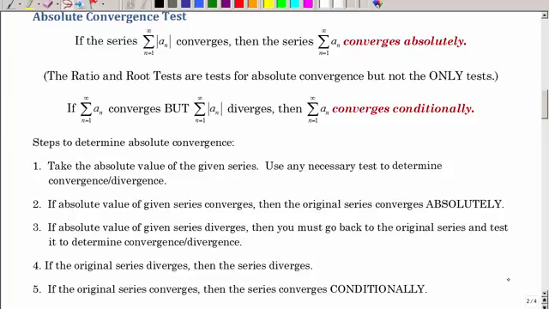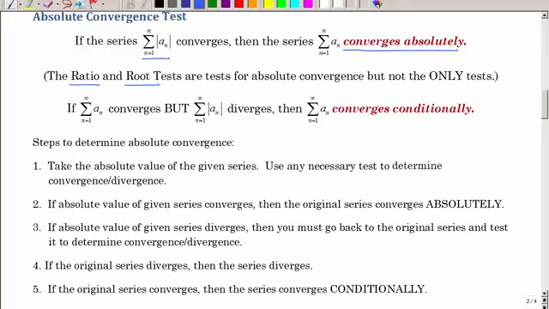So now we're going to see when a series converges absolutely. Now that's not with an emphasis. It just means that we're going to look at the absolute value of a series and see if that converges. And so if the absolute value of the series converges, we say the series converges absolutely. This is why I want to say the ratio and root test are really good tests to determine absolute convergence, even though they're not the only ones.